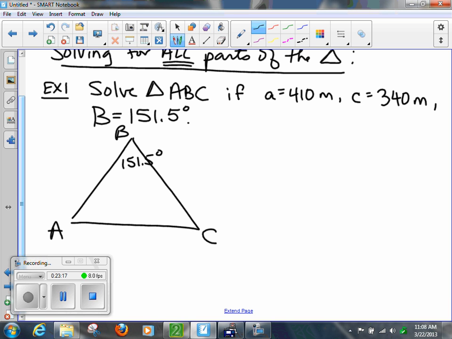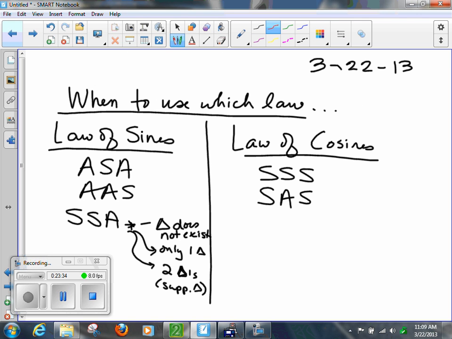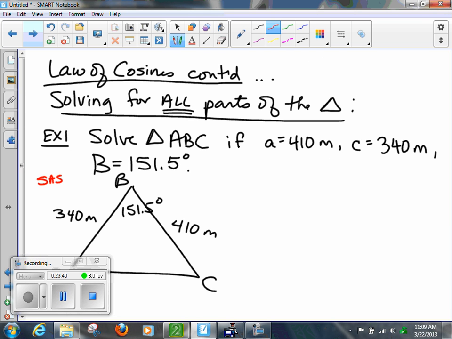Angle B is 151.5 degrees. I've got side A is 410 meters and side C is 340 meters. As soon as I put that information in my triangle, what am I going to do? Side, angle, side. Which law do I have to use? Cosines. And because I've learned it today, am I going to use law of cosines all the way through, right?